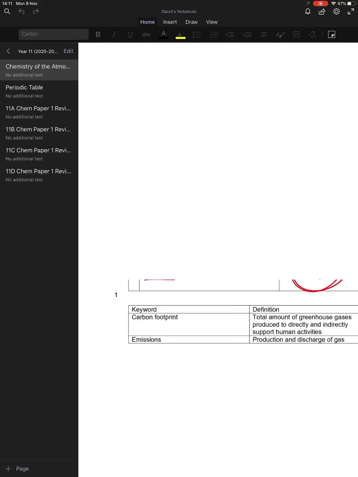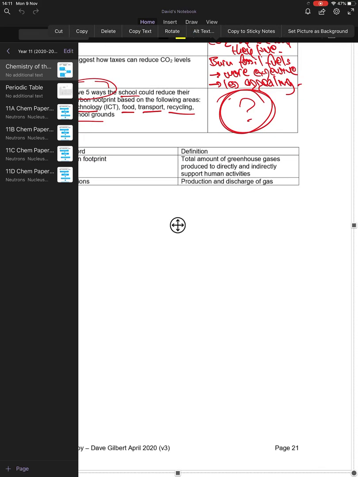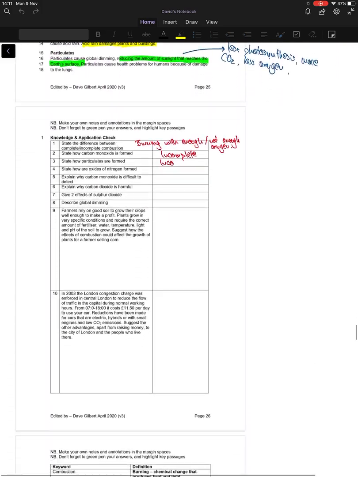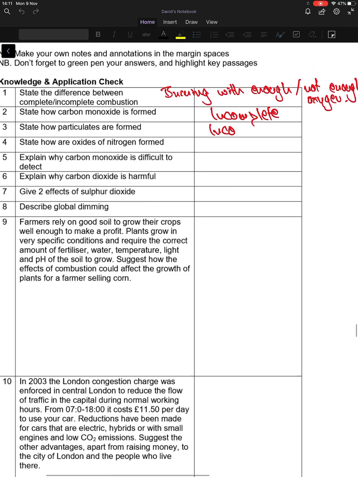The screen's gone. Hopefully it'll come back. Bear with me 30 seconds because we're nearly there. Nearly there. I don't know what happened there.